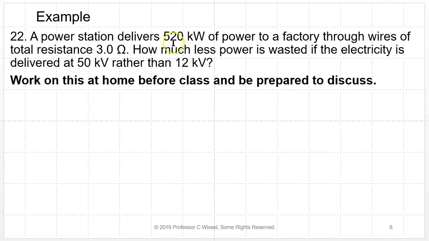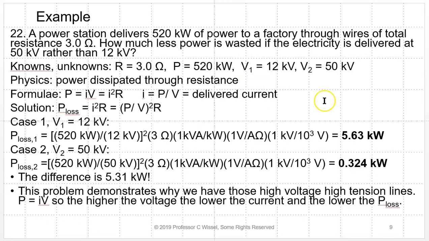A power station delivers 520 kilowatts of power to a factory through wires with total resistance of 3 ohms. How much less power is wasted in the wires if the electricity is delivered at 50 kilovolts rather than 12 kilovolts? Okay, the resistance of the wires is 3 ohms. The power is 520 kilowatts. V1 is 12 kilovolts and V2 is 50 kilovolts.